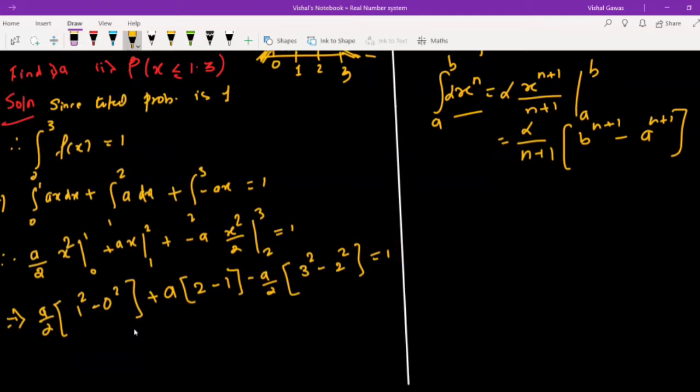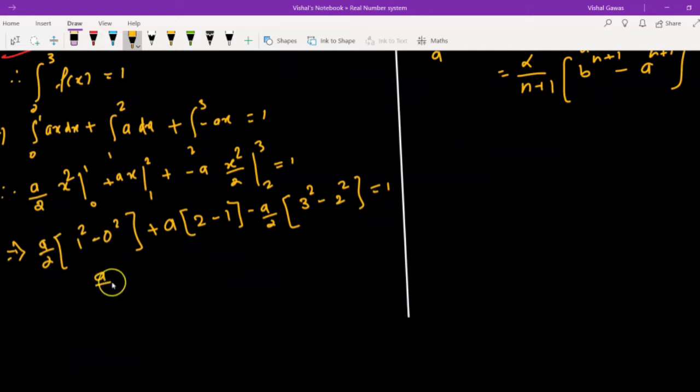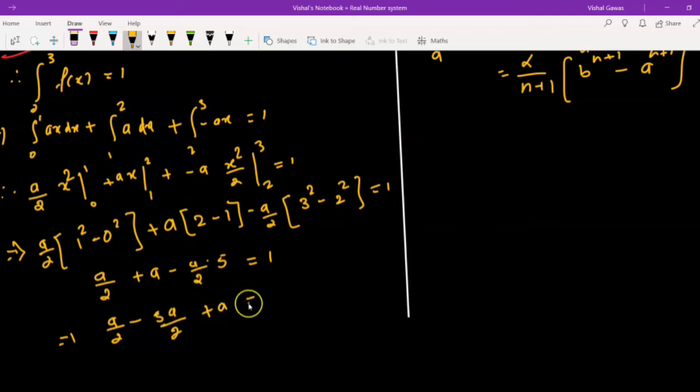Now if I simplify this a little bit, this would be a by 2, right? Because 1 square is 1. 2 minus 1 is 1, so this would be plus a, and negative would be 3 square, right? 3 square is 9, isn't it? 3 into 3 is 9, 2 into 2 is 4, so this would be minus a by 2 into 9 minus 4, that is 5, and that's equal to 1, right? This means now this is a by 2 minus 5 times a by 2, right? 5a by 2 plus a equals 1.